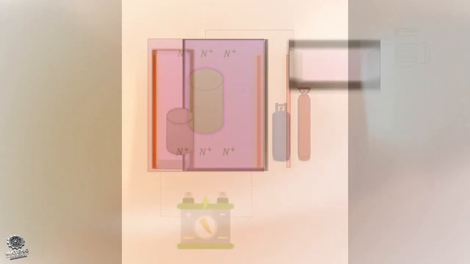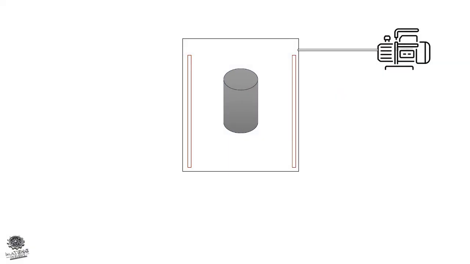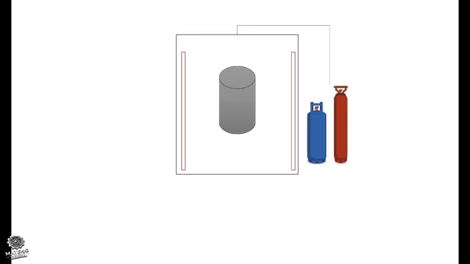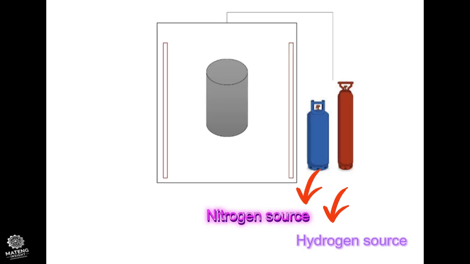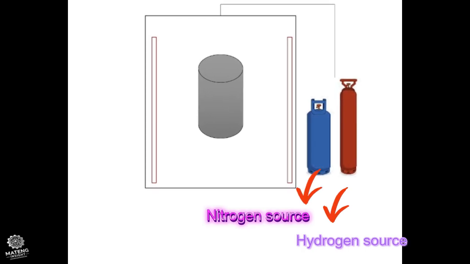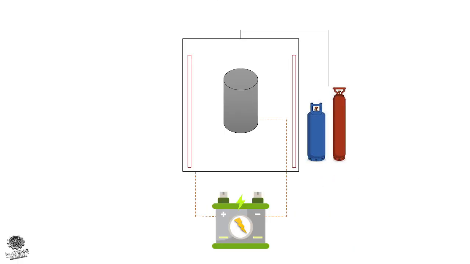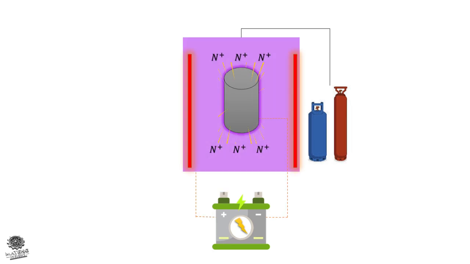Process steps include evacuation of chamber using vacuum pumps, introduction of an active gas mixture, typically nitrogen plus hydrogen or ammonia plus hydrogen in defined ratios, application of a high voltage between the workpiece, cathode, negative, and the chamber wall, anode, positive, ionization of nitrogen atoms, producing a plasma that appears as a violet glow around the workpiece.